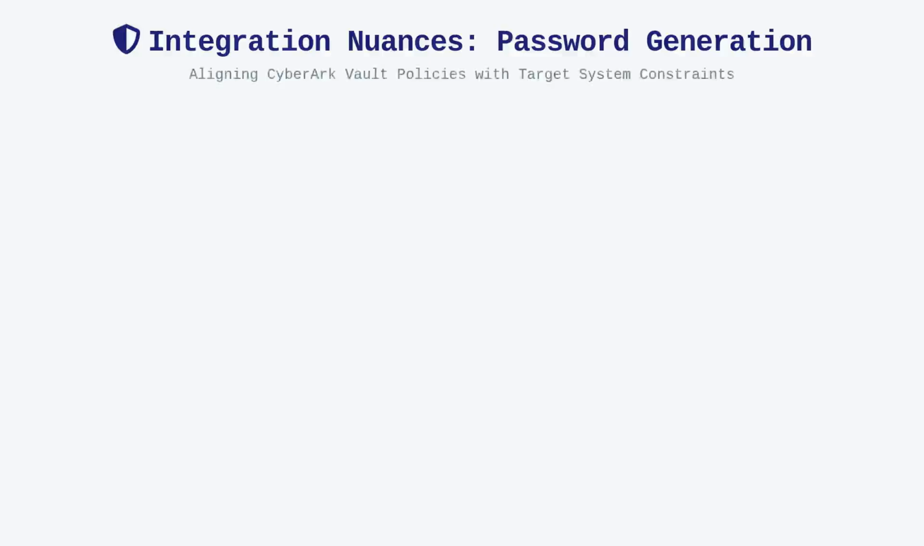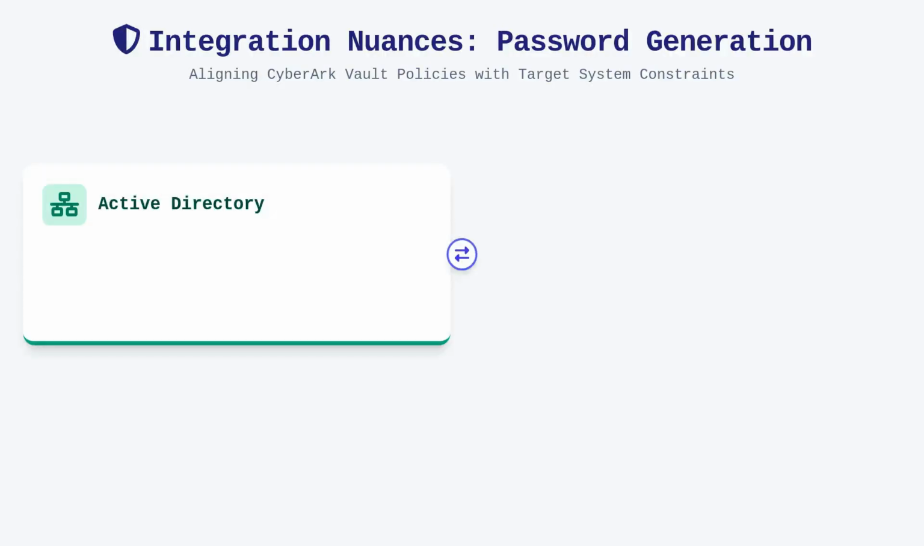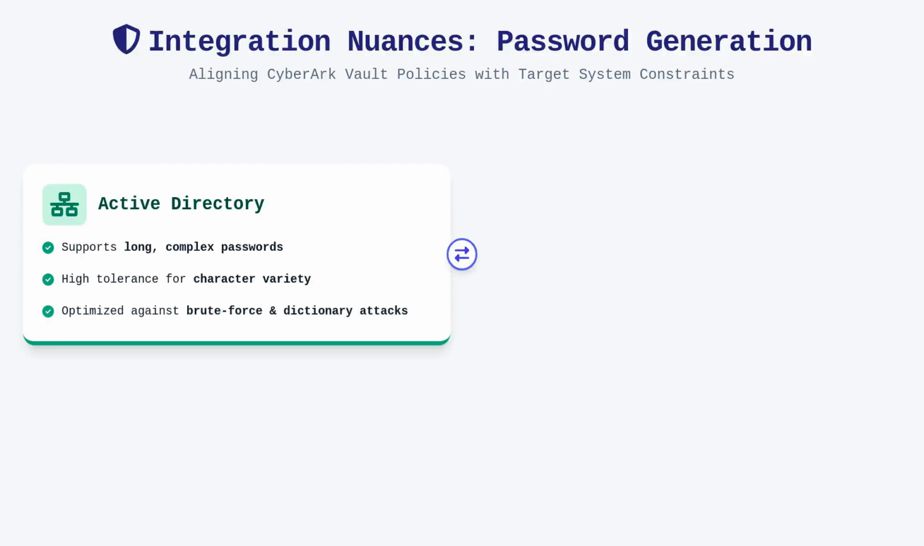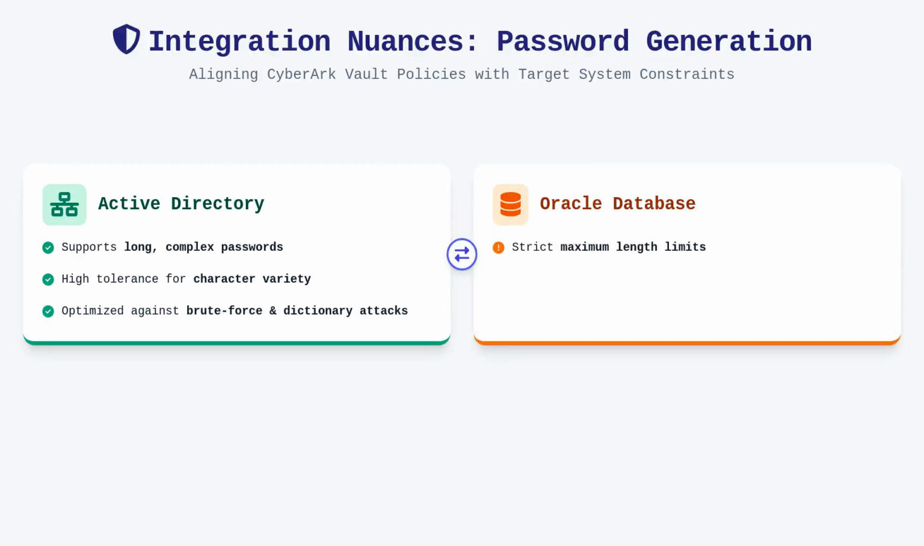We must consider the nuances of integration when dealing with diverse environments like Active Directory versus Oracle database targets. Active Directory typically handles long, complex passwords quite well, allowing you to maximize length and character variety to combat brute force and dictionary attacks successfully. Conversely, an Oracle database might have specific constraints regarding character set support or maximum length limits depending on the version and the specific driver being utilized.